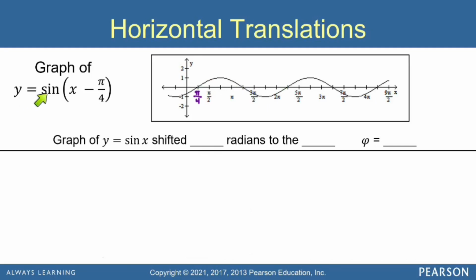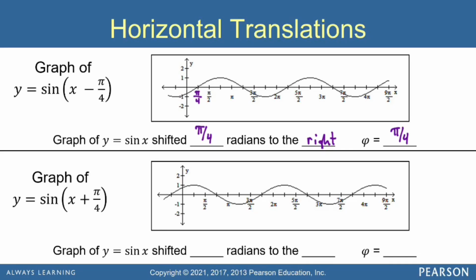And so the function y equals sine of parentheses x minus pi over 4 is just the graph of sine of x, but it's been shifted pi over 4 radians to the right of the axis. And therefore we would say that the phase shift, or phi, is pi over 4. And when you see it written this way, you know that the phase shift is to the right because the number is positive, and a positive horizontal value means we're moving to the right.